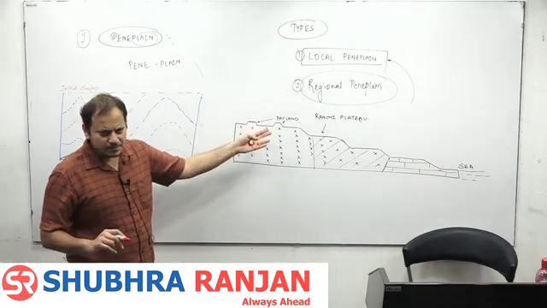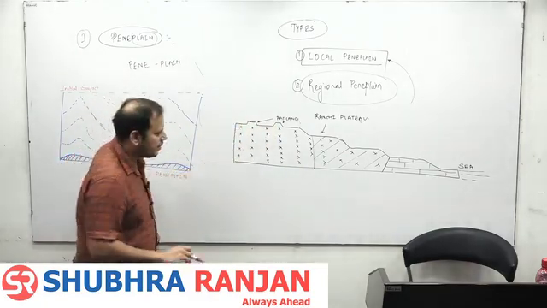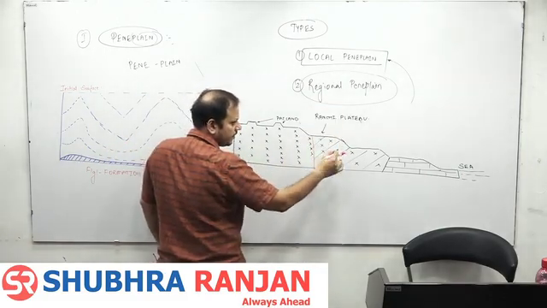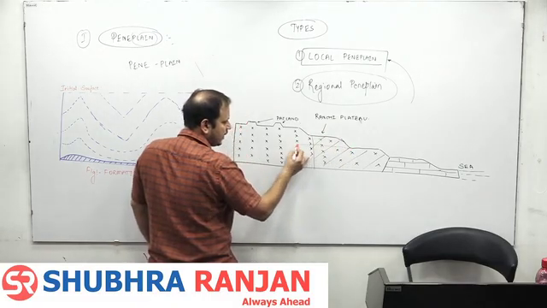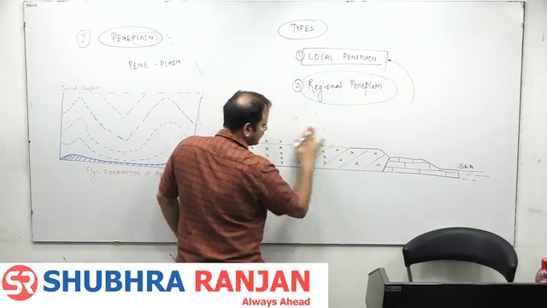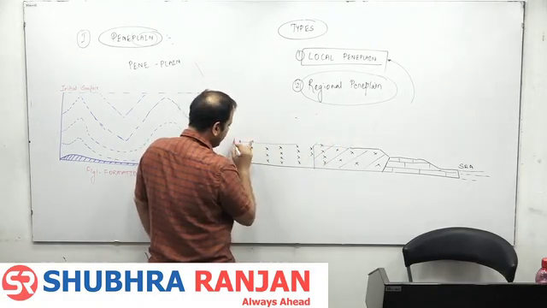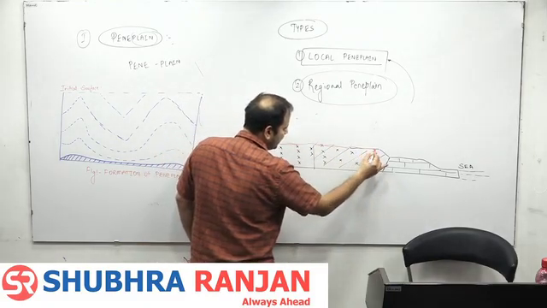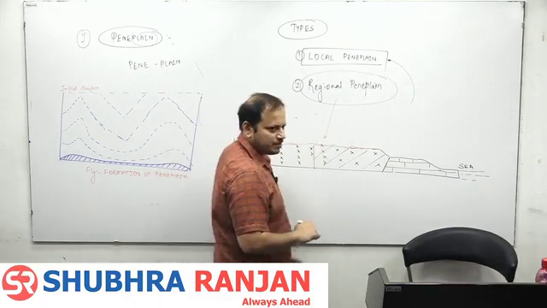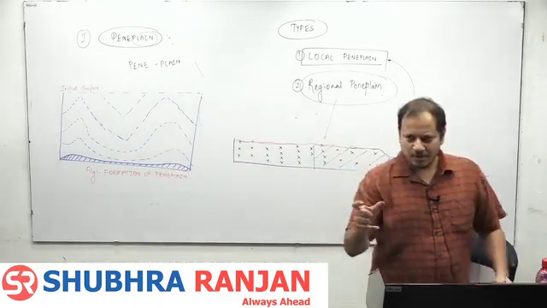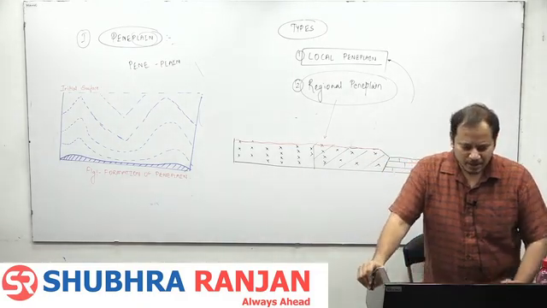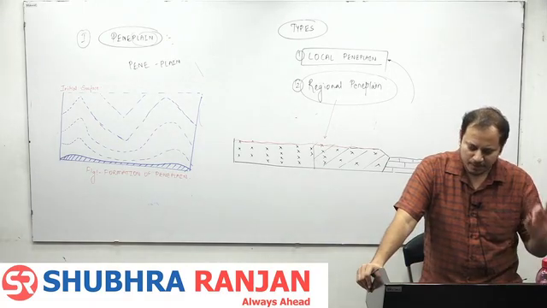What is a peneplain? It will be understood in the second cycle of erosion. Suppose the river now erodes this entire land, and this land is brought down to here. This land has eroded. It is a flat land. Fine. But this flat land is not near the sea level. So, we will call this a regional peneplain. Getting it? Local, regional. And then the grand peneplain, which is obviously not possible. If it were so, the entire world would have been very, very flat. So, regional peneplain.